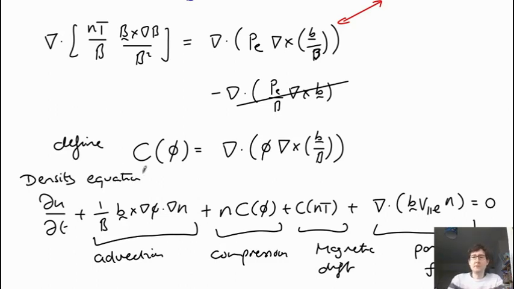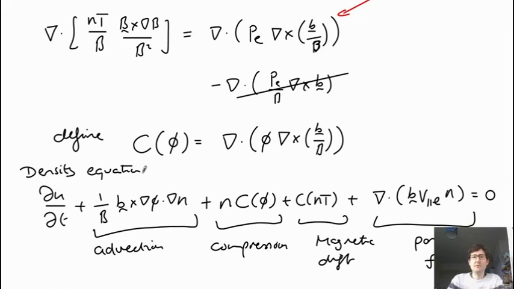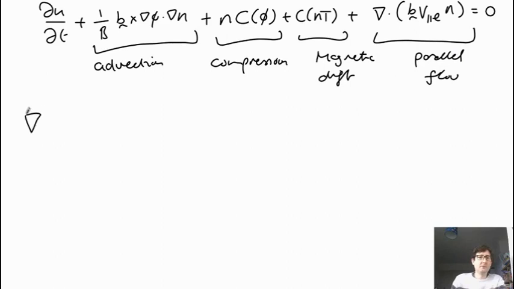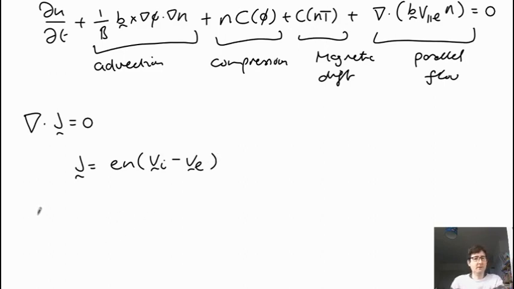So then we can move on to the current continuity, which gives rise to the vorticity equation. So we start with the divergence of J is 0. And then we just write that J is En times (Vi minus Ve), for the ions and electrons. The E cross B velocity appears in both, of course, so that cancels out. And so the only terms that appear are in the ion equation we have the polarization drift, and in the electron equation we have this same magnetic drift. And so we end up with these terms here.